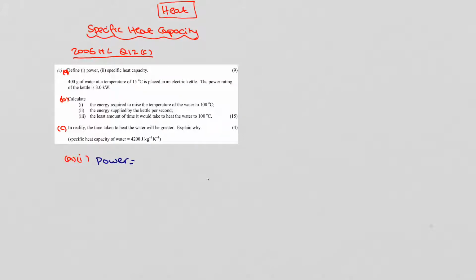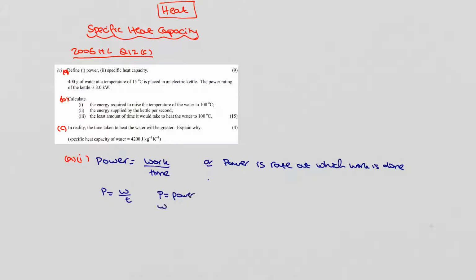So power is basically our work done per unit time. So it's the rate at which work is done. So power is equal to work over time. Or you might want to say power is the rate at which work is done. And of course, if you're saying P is equal to W over T, you must say P is equal to power, W is equal to work, and T is equal to time.